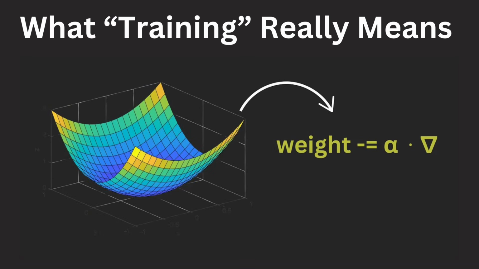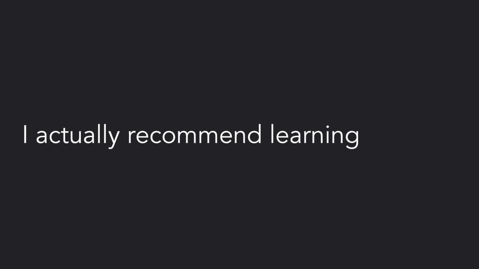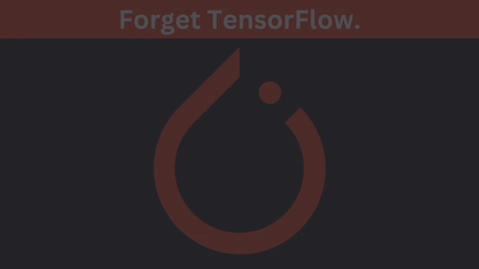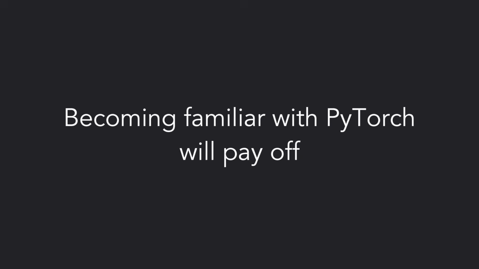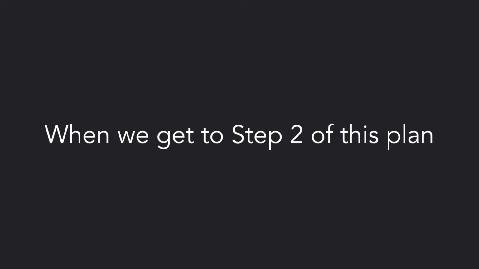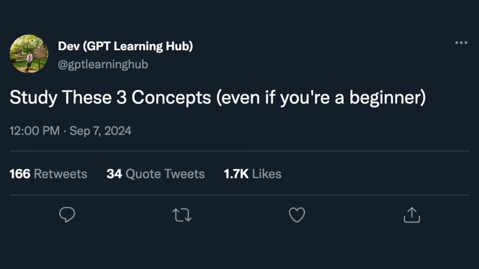First, you want to master the fundamentals, like gradient descent, the algorithm for training almost every ML model. While you're reviewing the fundamentals, I actually recommend learning PyTorch as soon as possible. It's the single most important library for modern machine learning models, and becoming familiar with PyTorch will pay off when we get to step 2 of this plan. If you're looking for an exact breakdown of which concepts are fundamental to master, I have a video covering this linked in the description. On to step 2.